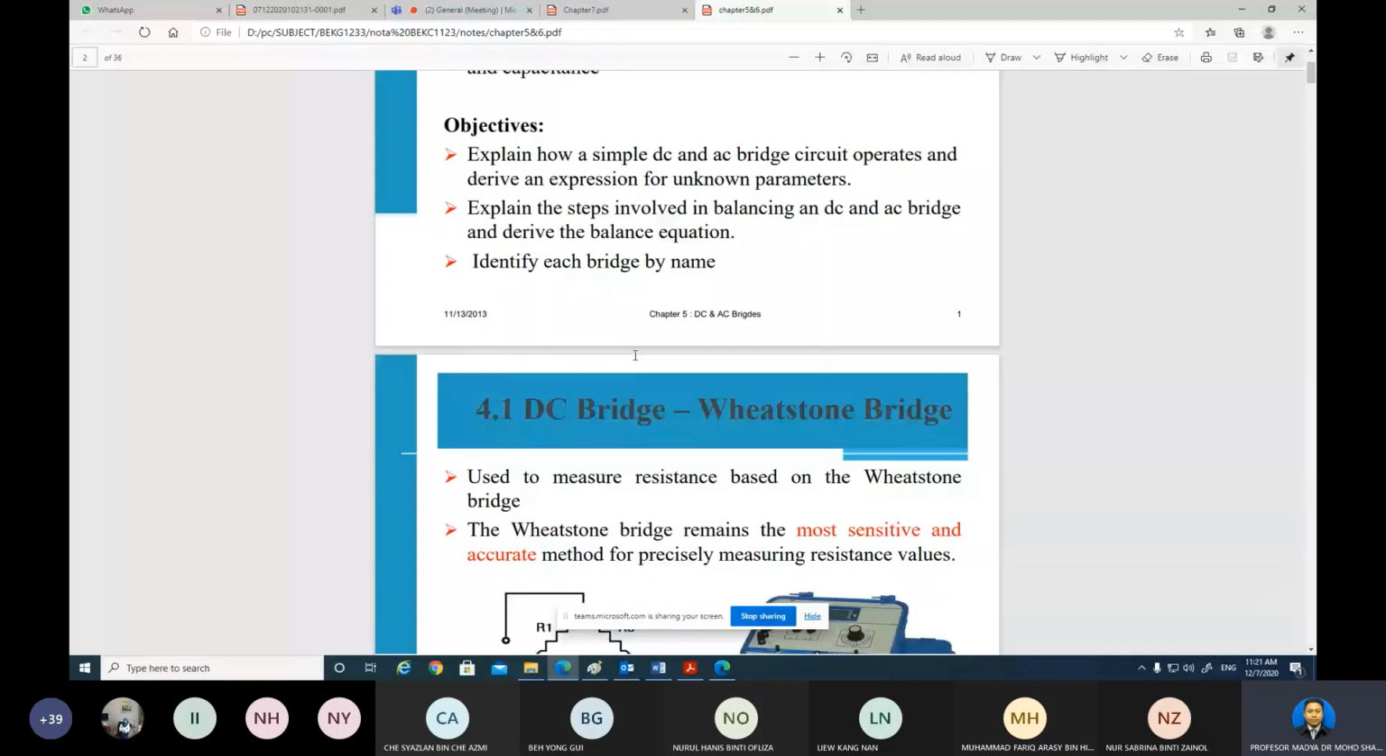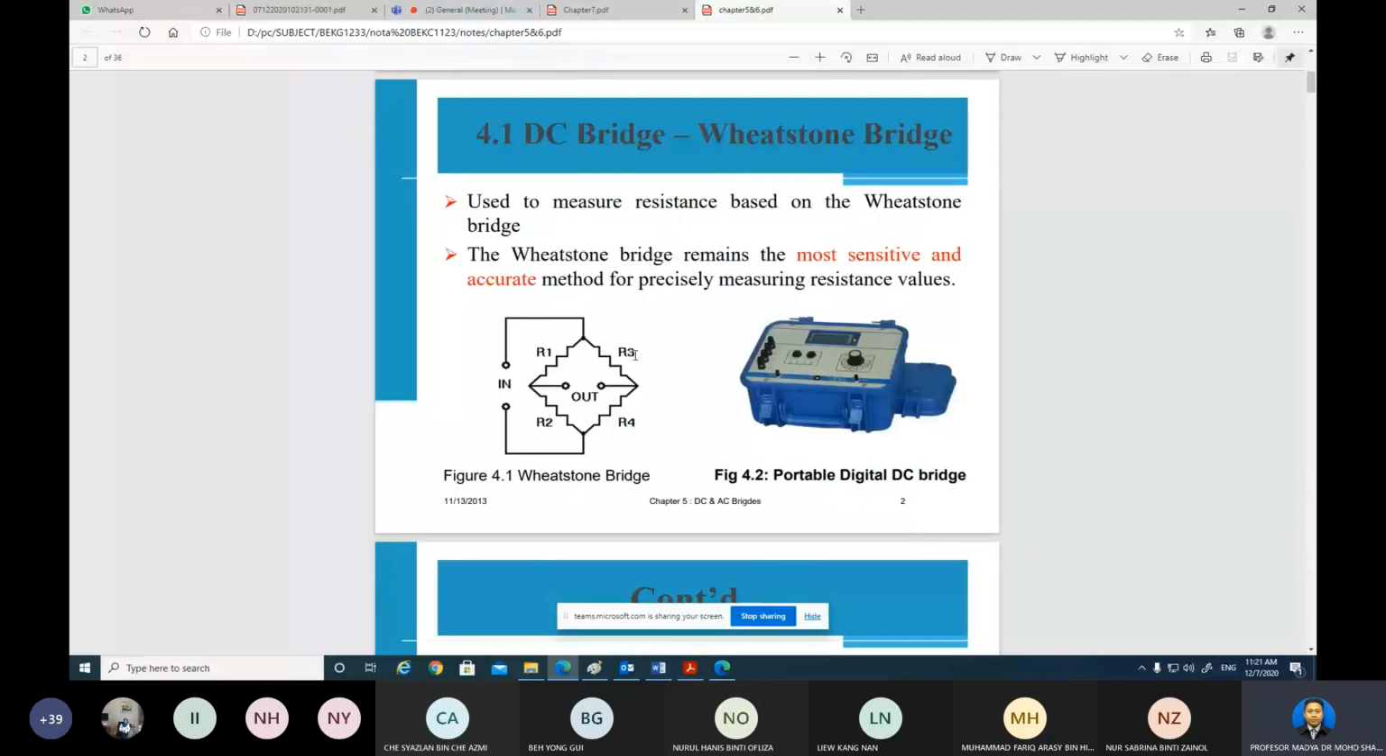All right, so we go for the DC bridge, the Wheatstone bridge that I mentioned to you. The function of the Wheatstone bridge is to measure resistance. This is the circuit for the Wheatstone bridge, and this is the equipment, which we call the portable digital DC bridge. This portable digital DC bridge is used to measure resistance.